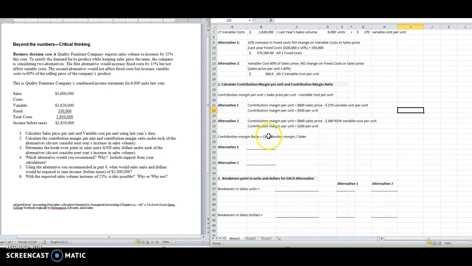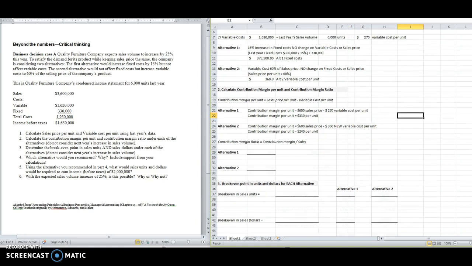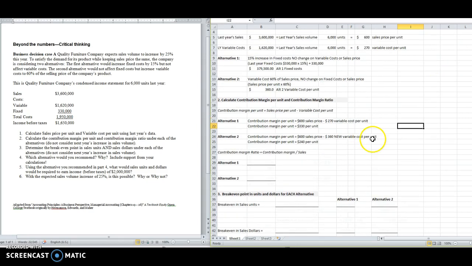Now we have our contribution margin ratio, which is calculated as the contribution margin divided by sales. This can be done two ways. It can be done per unit, or it can be done based on the total dollars. Either way will give you the same result because this is going to give you a ratio or a percentage. So either way is fine. But since we have everything calculated by units, we're just going to use units this time.